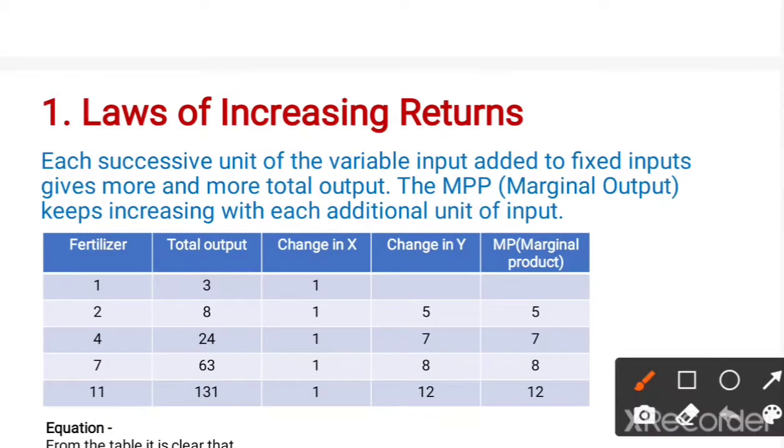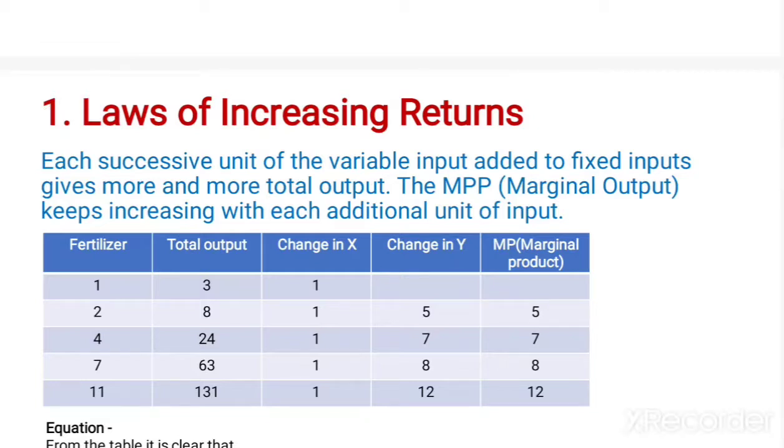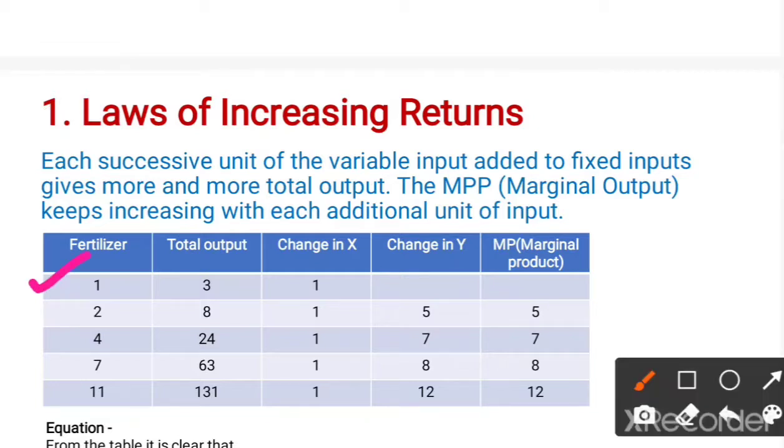So the first one is the law of increasing returns. Just now I told you that each successive unit of the variable input added to the fixed inputs gives more and more total output. So here the MPP keeps increasing with each additional unit of input. So, students, this is the first fertilizer that you have used, and for that you have got some 3 units of output.